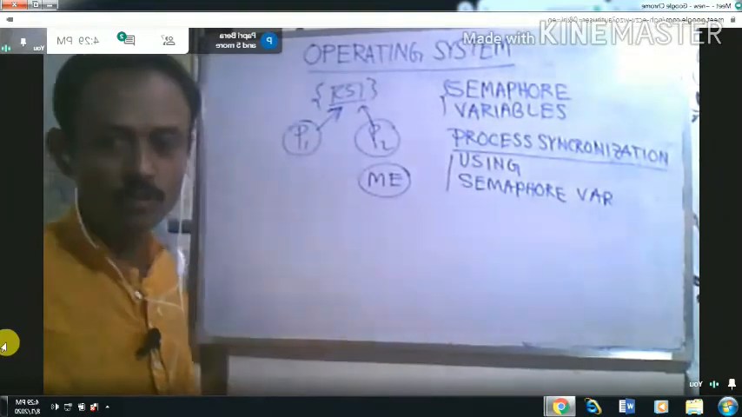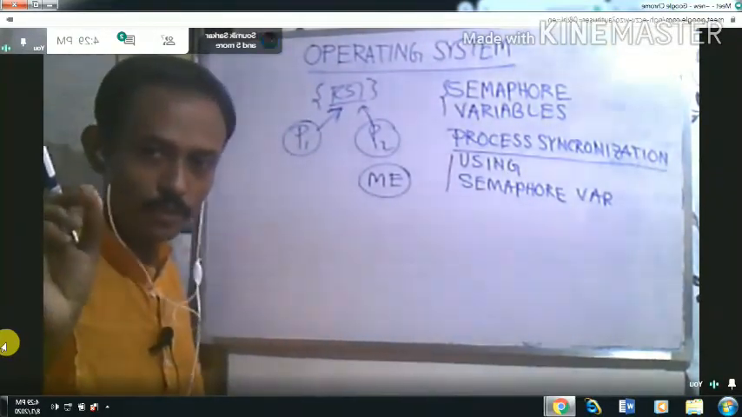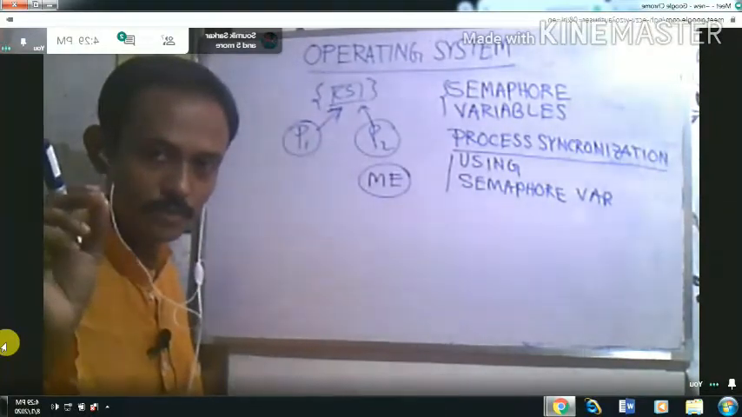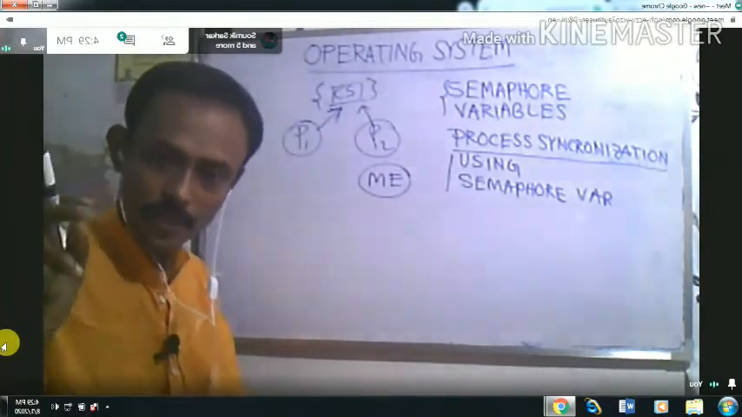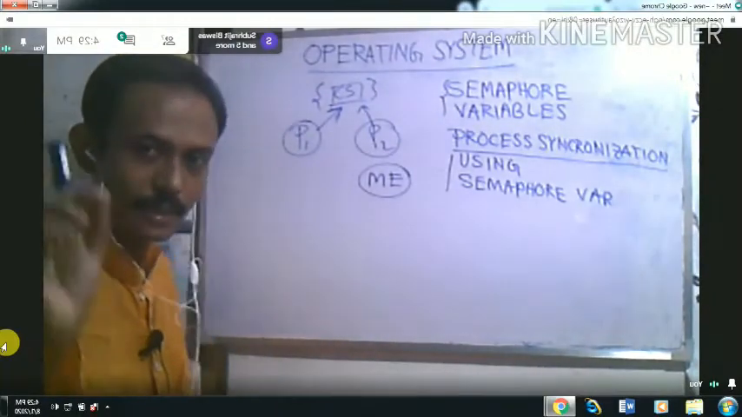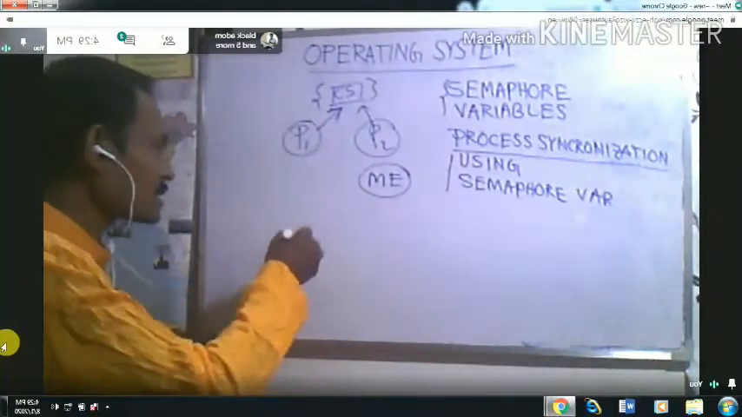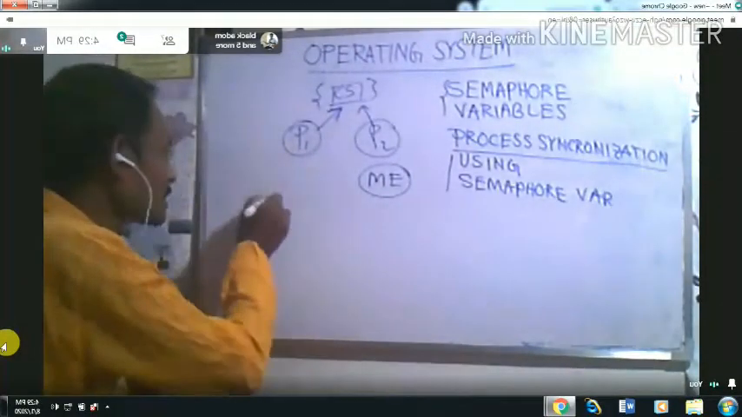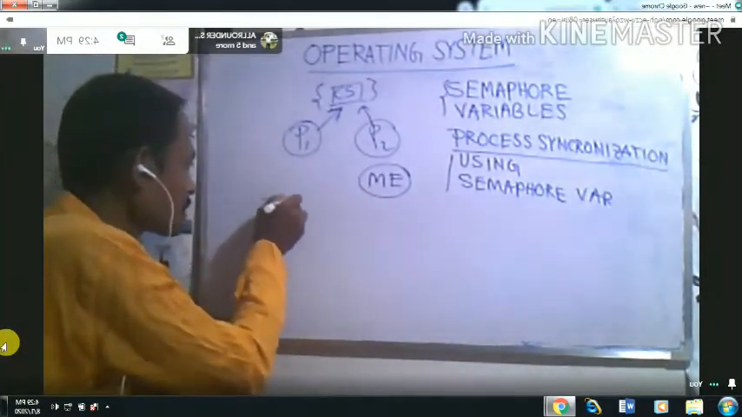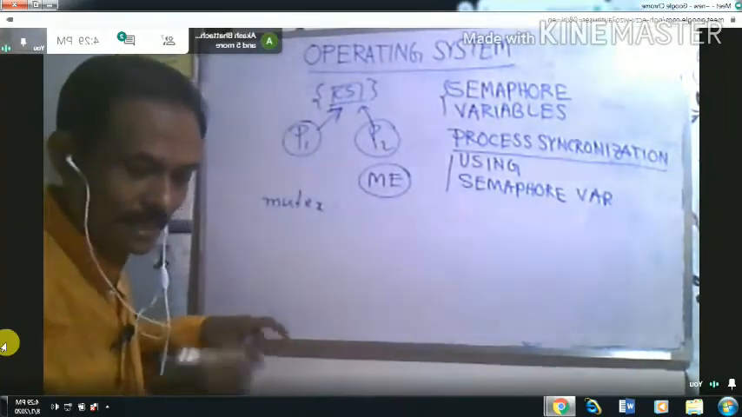If you want to use the semaphore for this mutual exclusion solution, suppose your semaphore name is mutex. So mutex is a semaphore. Suppose you consider that mutex is a semaphore variable.